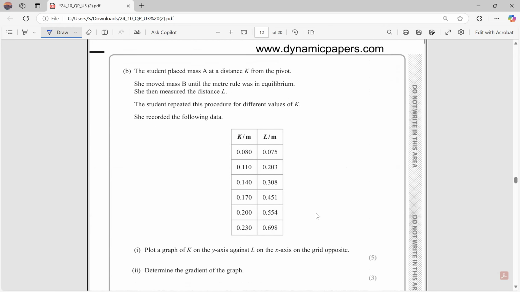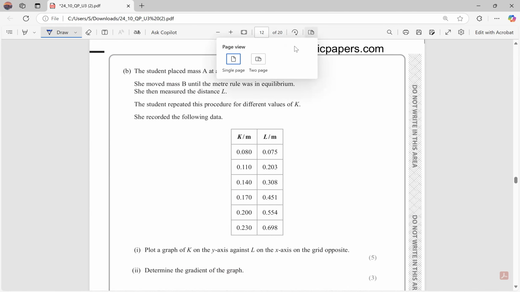Part B, the student placed mass A at a distance k from the pivot. She moved mass B until the meter rule was in equilibrium. She then measured the distance L. The student repeated this procedure with different values of k. She recorded the following data. Plot a graph of k on the y-axis against L on the x-axis on the grid opposite. 5 marks question.